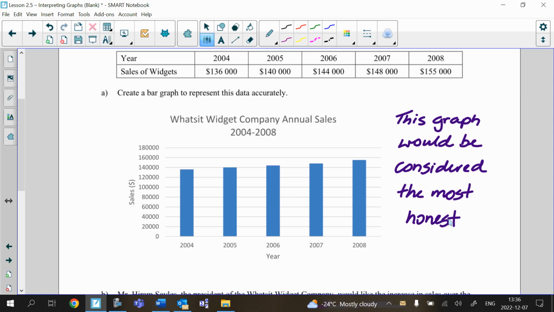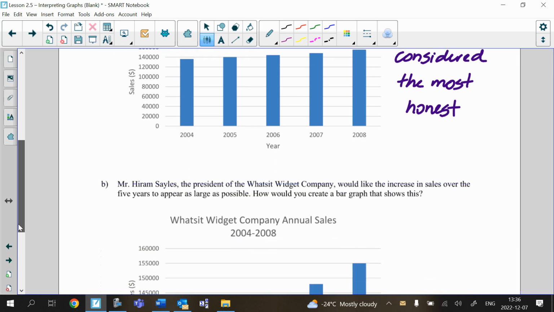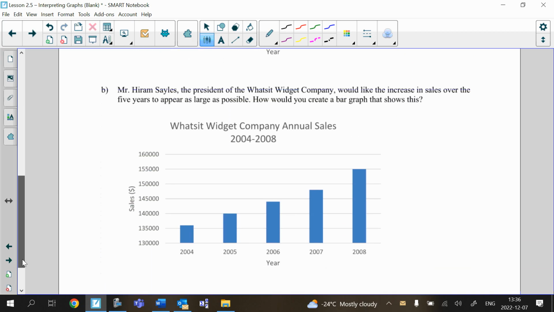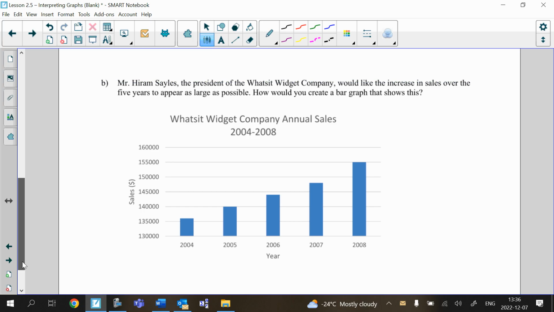So let's say the president of the company wants to make it look like our sales are increasing even more. Like the first bar graph, yeah, it showed it was increasing, but gradual. He wants it to look better. He wants it to look sharper. So what do we do? We change the vertical scale. We don't start from 0. We start from a number that's closest to the lowest value.